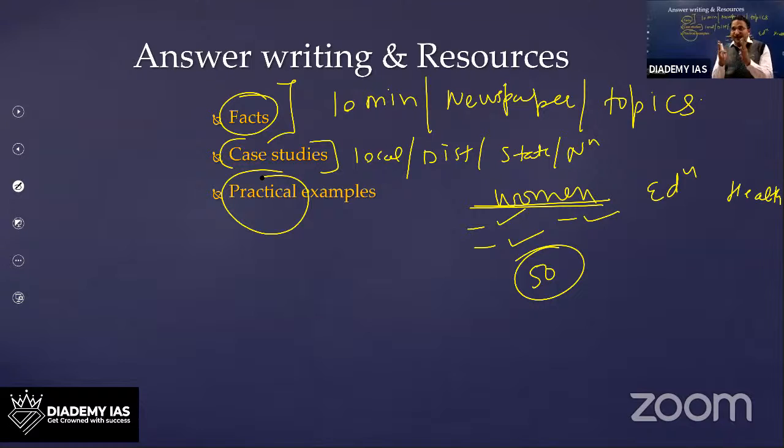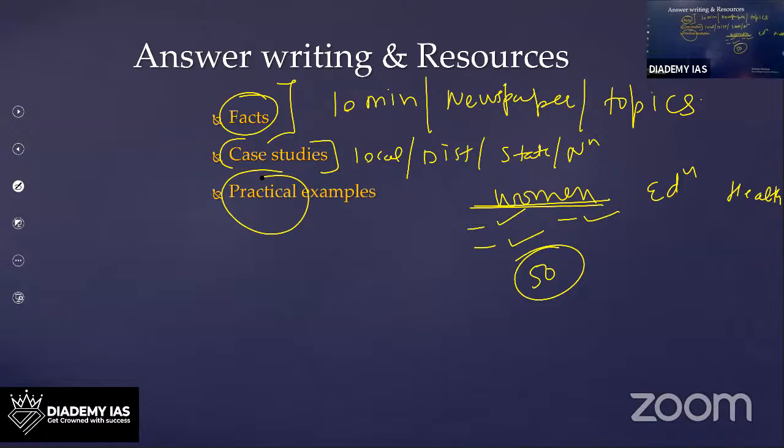But if you write some unique example because you have compiled it yourself from the newspaper, then you will get some extra marks, because the examiner will appreciate it: achha, ye to naya example hai, ye unique example hai. Are you getting it? So you have to work on the uniqueness. There are certain things which you can get from various coaching classes, but not everything.